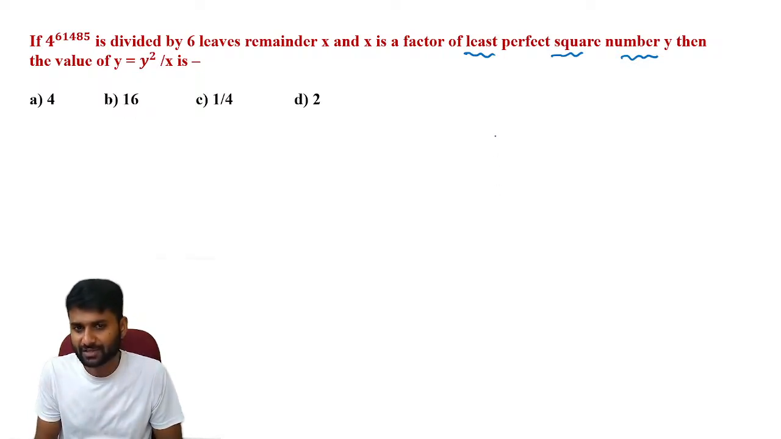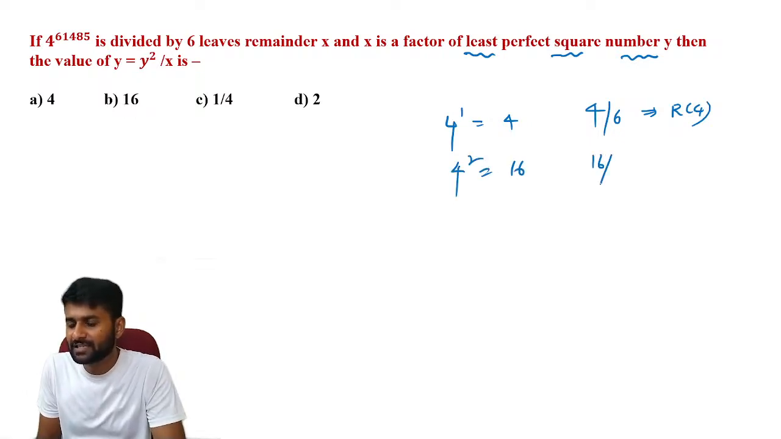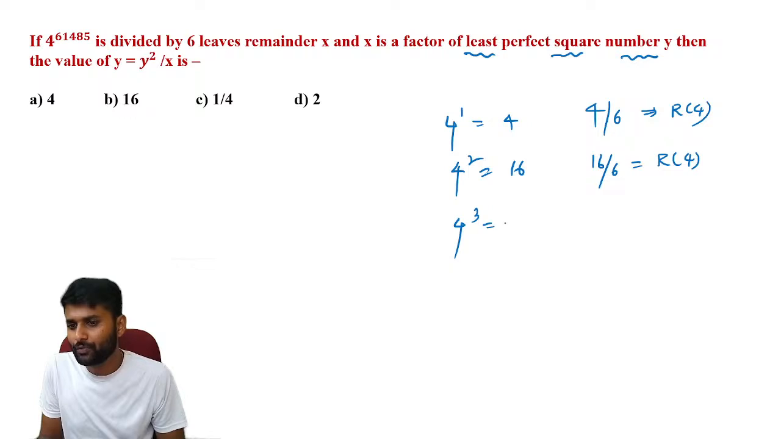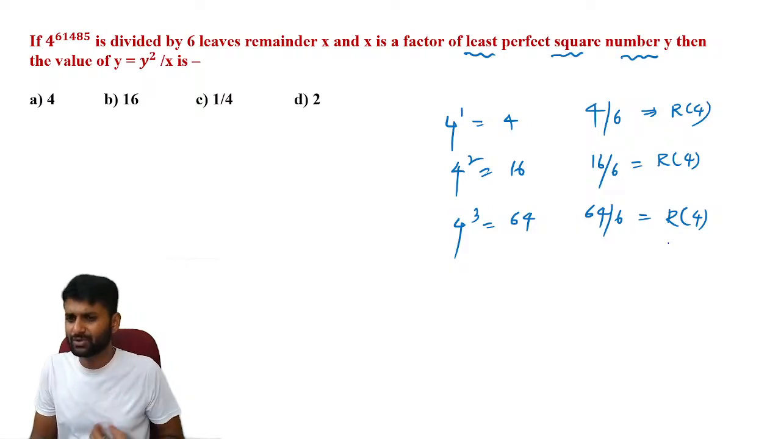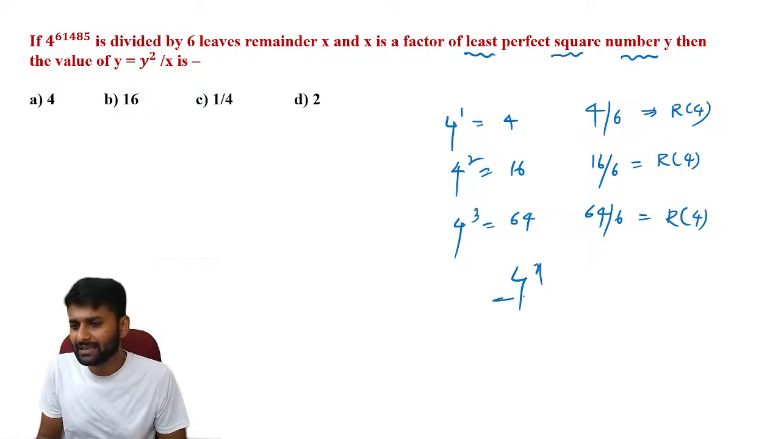Okay, here the information. 4 power 1 is equal to 4. If 4 is divided by 6, the remainder is 4. Let's go through the second one. 4 square is equal to 16. If 16 is divided by 6, still the remainder is 4. Why? Because 6 into 2 is 12, the remainder is 4 itself. 4 cube is equal to 64. If 64 is divided by 6, still the remainder is 4 itself. Why? Because 6 into 10 is equal to 60, the extra value is 4 units. Means if 4 power anything is divided by 6, the remainder is 4.